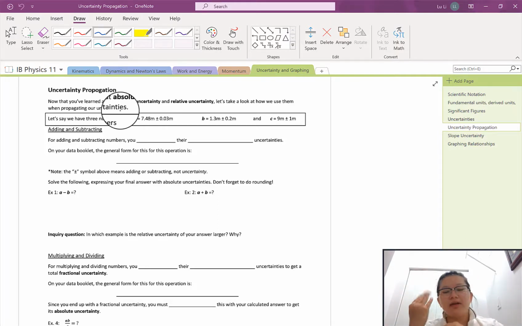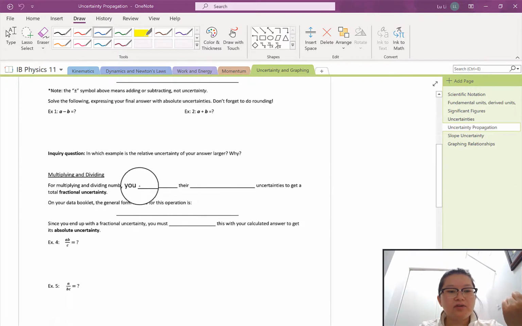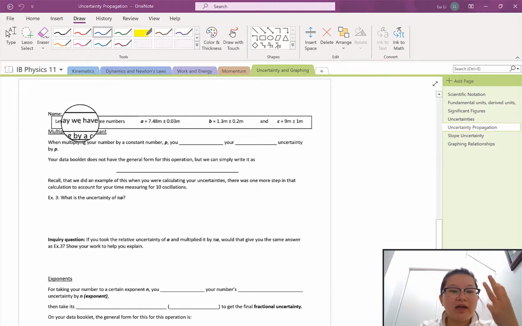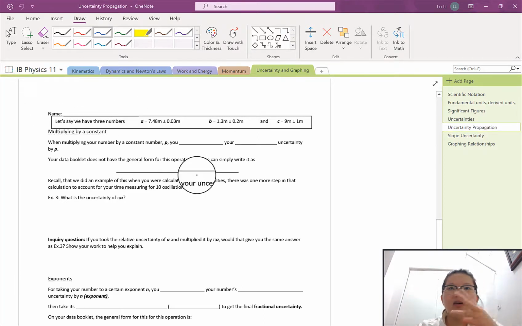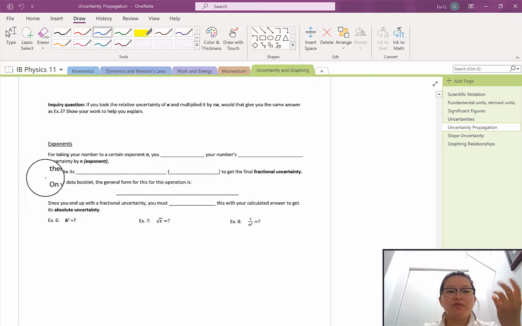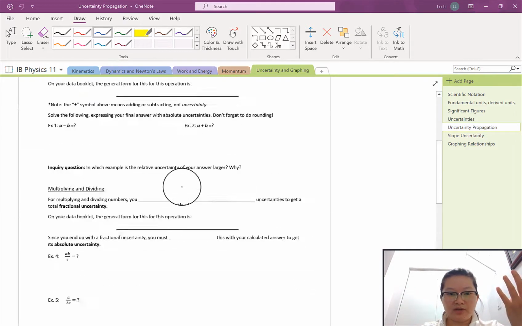So the 4 videos that I will have, the first one is going to be on adding and subtracting, as you can see here. The second video is going to be multiplying and dividing numbers with uncertainties. And the third one is going to be multiplying, or I mean, it's the same thing as dividing, but essentially multiplying by a constant, so a number that does not have an uncertainty. The fourth video is going to be what happens if you put an exponent on a number that has an uncertainty. Okay, so those are going to be the 4 videos.